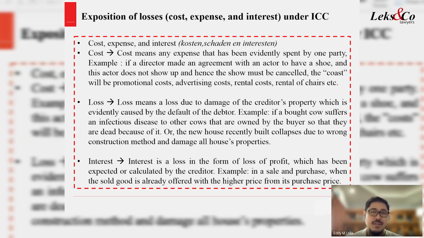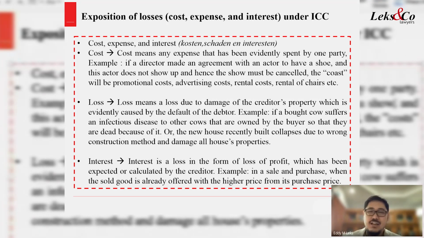For example, if a director made an agreement with an actor to have a show, and this actor does not show up, and hence the show must be cancelled, the cost will be everything. Promotional cost, advertising cost, rental of chairs. There might be a rental of the place, right? So rental cost of the place, and then after you rent the place, you have to bring this, you have to bring that. You have to rent this, you have to buy this, you have to buy that.